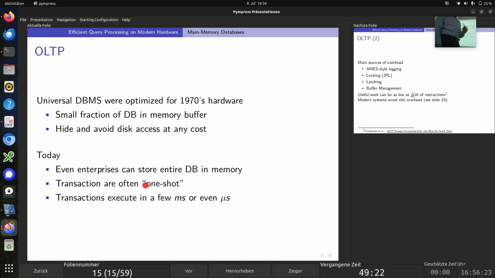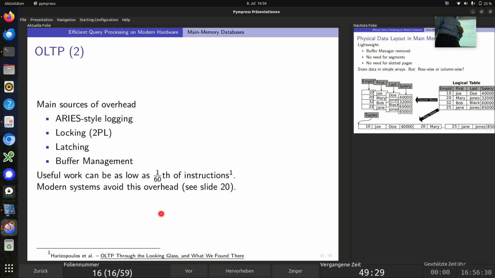And okay, transactions are one shot, so not long running, and they execute in a few microseconds or milliseconds. And therefore, what are the overheads? As you remember, the Aries style logging. Aries was the recovery protocol we learned. Then, of course, we have the locking. If we want to have write access, we have to lock it. Latch is kind of another lock, and the buffer management when swapping out pages to disk. And now the idea is, okay, how can we avoid this overhead?